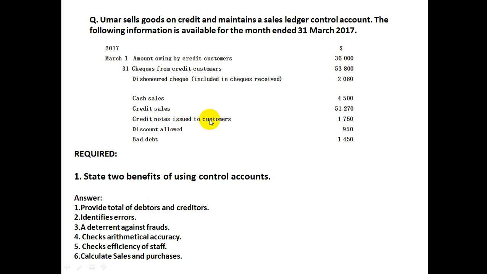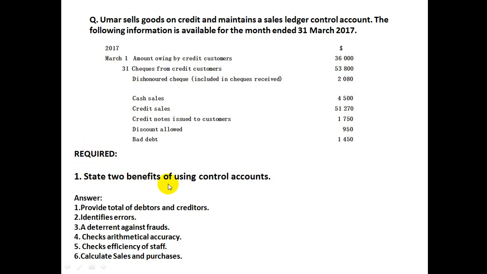Credit note issued. We issue the credit note because the customer has returned the goods to us. So this is the sales return, and sales return always decreases our trade receivable ledger and will come in the credit side. Discount allowed. If we are giving discount to our customer, it will decrease our trade receivable and come in the credit side. Bad debt also decreases our trade receivable, or you can say the sales ledger, so it will also come in the credit side.